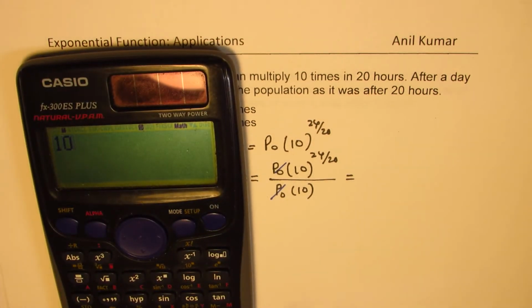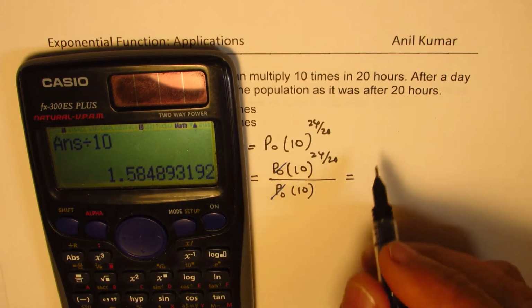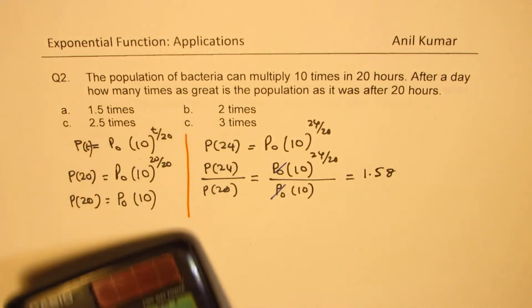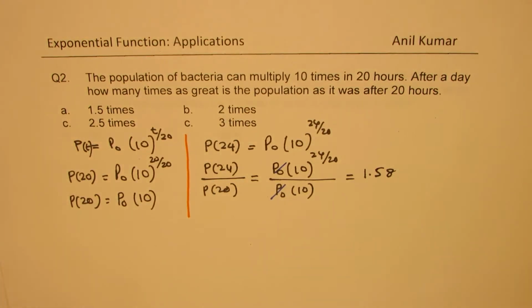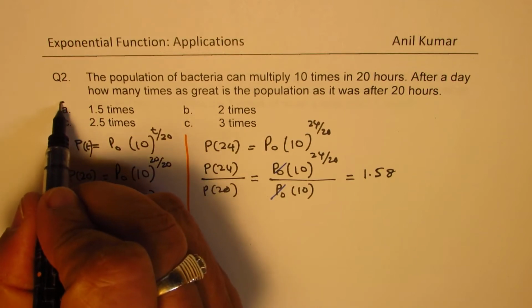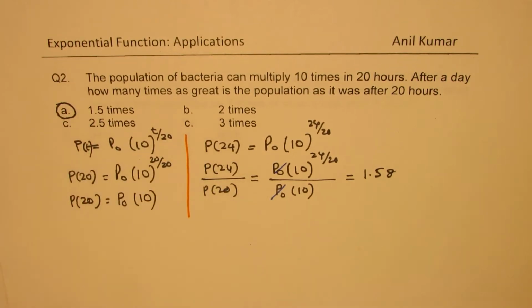So we have 10 to the power of 24 divided by 20. That is in the numerator. And then we are going to divide this by 10. Simple as that. It becomes 1.58. So that is the ratio. So the closest in our solution is 1.5 times. So we'll take this as the right option. Is that clear to you? Perfect.